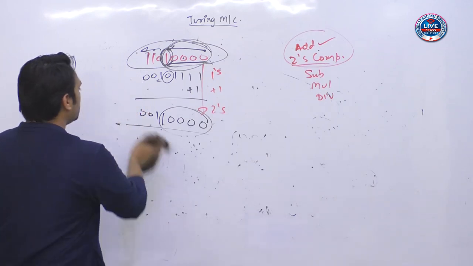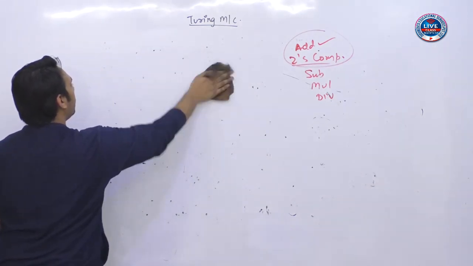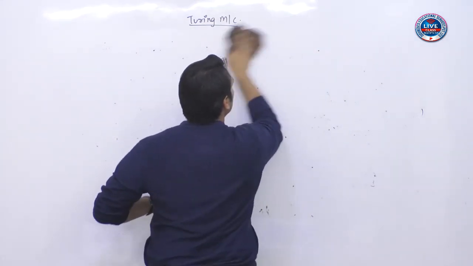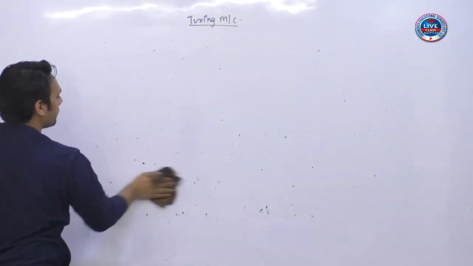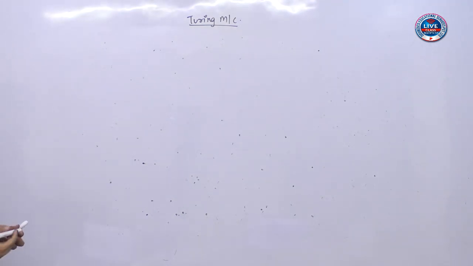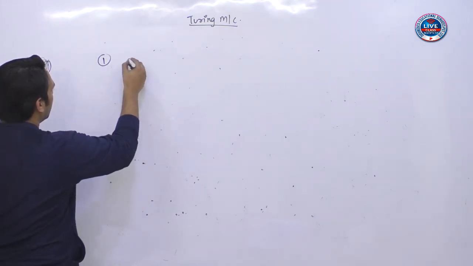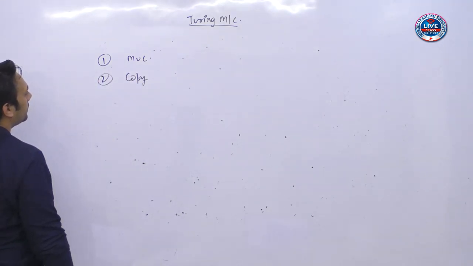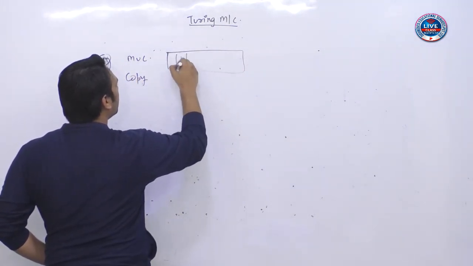Let me give you some of the interesting operations, some of the methods. So let us assume that we want to perform the operation which is multiplication. Second is we want to perform the copy operation. So first of all, multiplication operation, how can it be done?